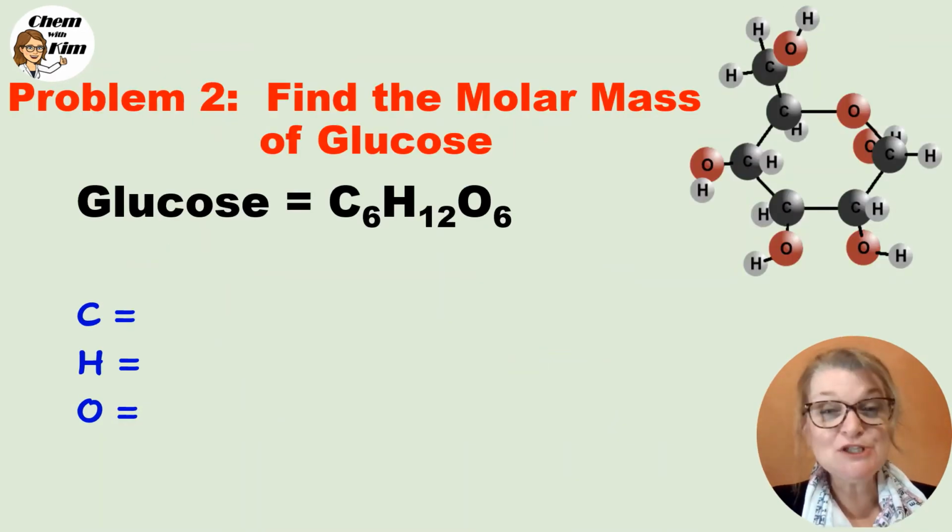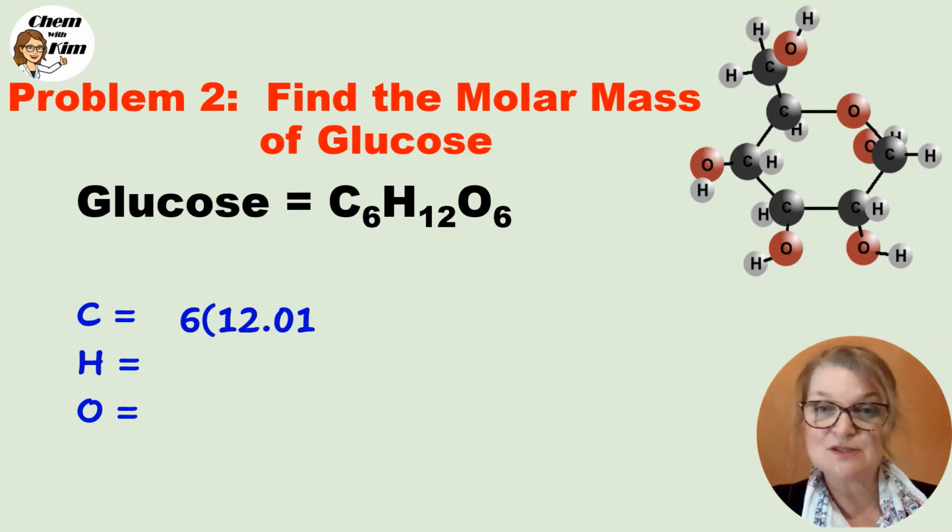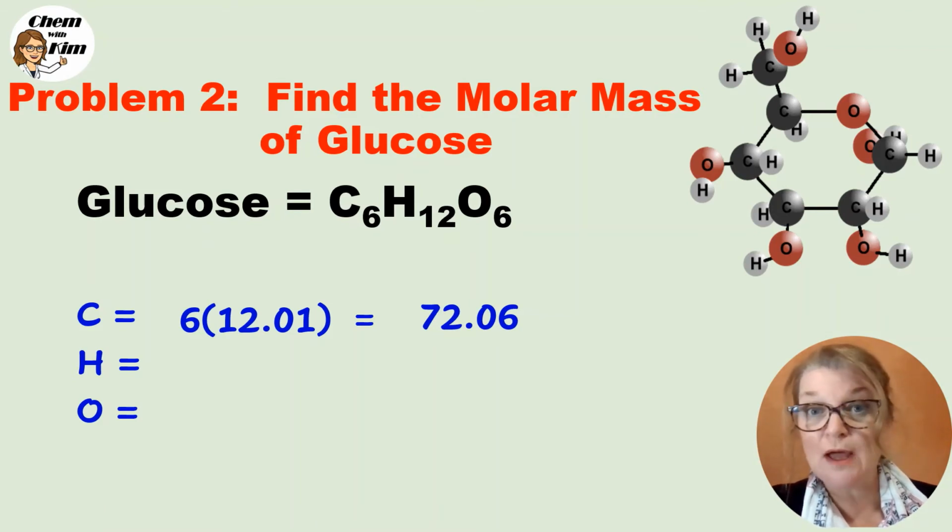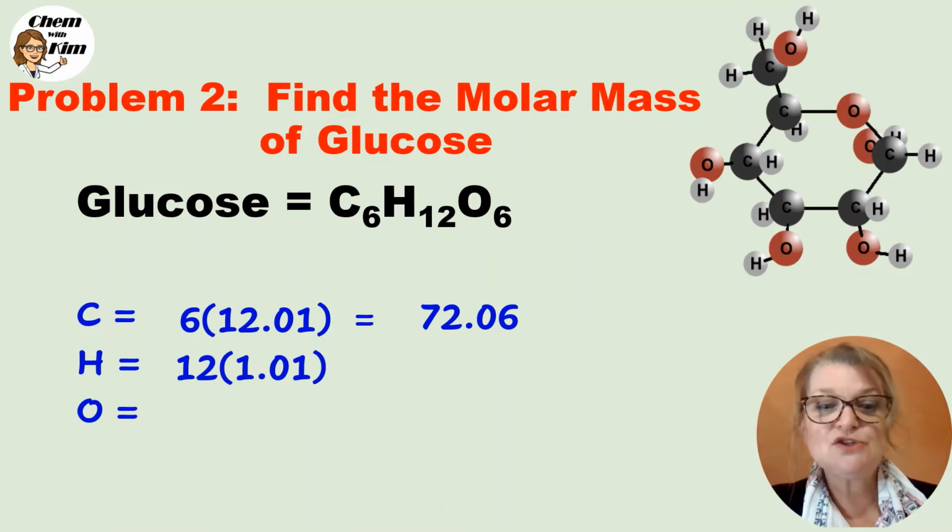Now let's try to find the molar mass of glucose, C6H12O6. So looking at the compound, we see that carbon has a subscript of 6. So we're going to need to multiply the atomic mass of carbon by 6. So it's 6 times 12.01, which would be 72.06 grams. The hydrogen has a subscript of 12. So we're going to multiply hydrogen's atomic mass by 12. So 12 times 1.01 is going to be 12.12.